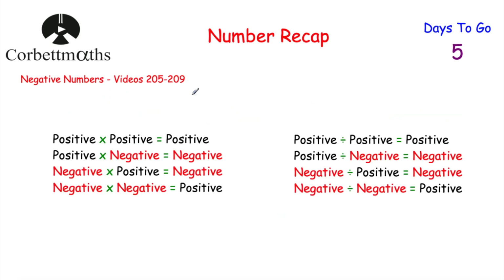Next, make sure you're confident with multiplying and dividing negatives. Positive times positive is a positive, obviously. A positive times a negative is a negative, a negative times a positive is a negative, and negative times a negative is a positive. In other words, if they're both the same, so positive times positive or negative times negative, you get a positive answer. And if they're different, so one of each, you get a negative answer. And it's the same rules for division.